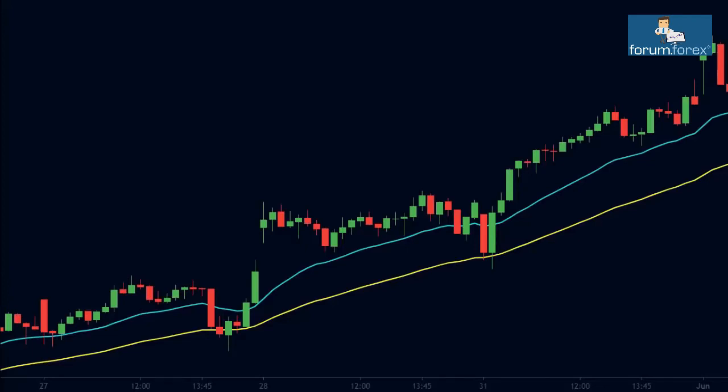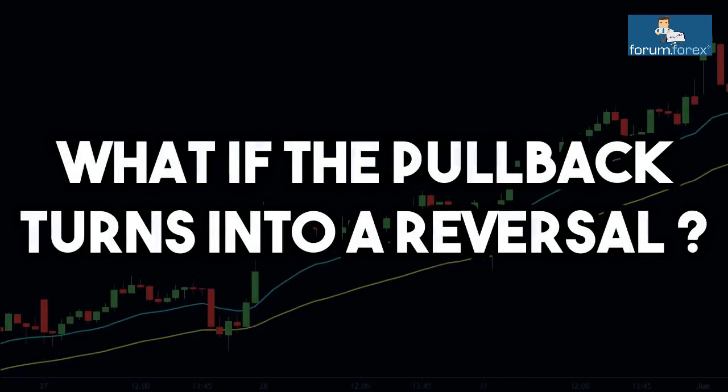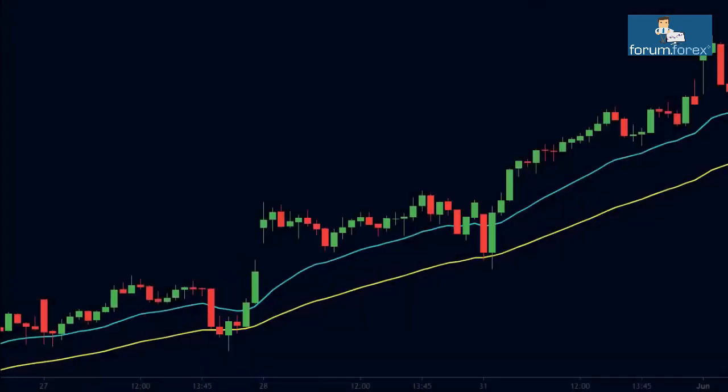Now, a big question is that what if the pullback turns into a reversal? What if the price touches the 20 EMA and never comes back? How do we know that it is a pullback and not a reversal? The answer to that is the 50 EMA.